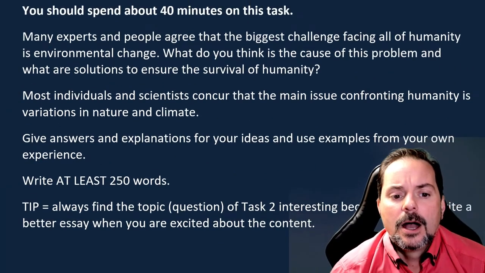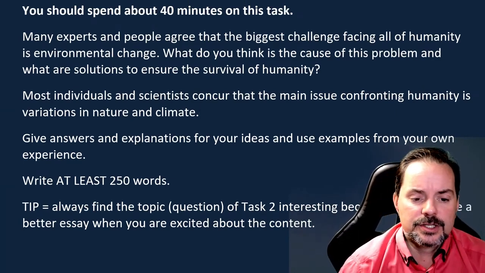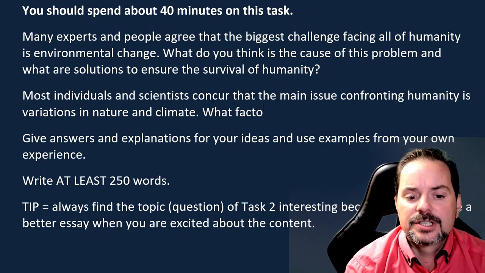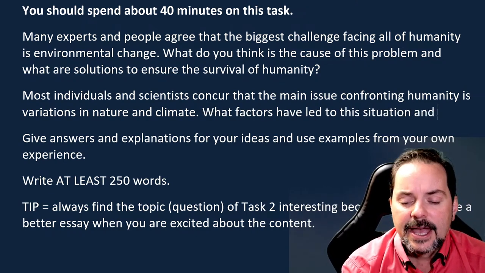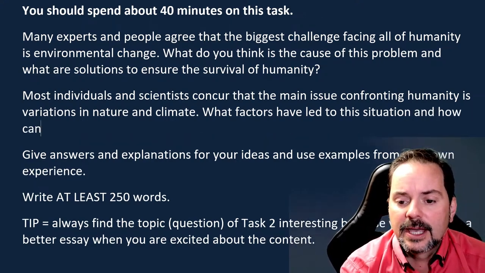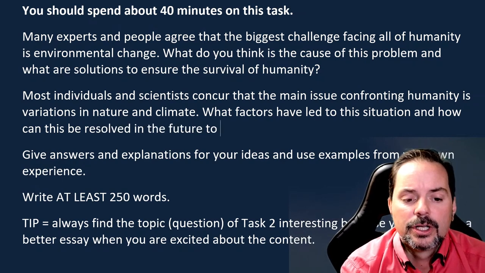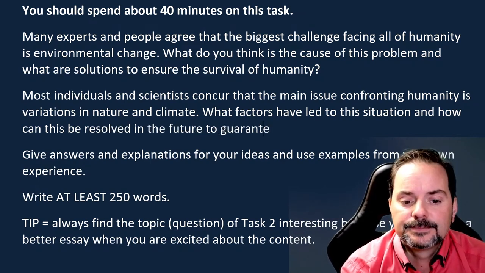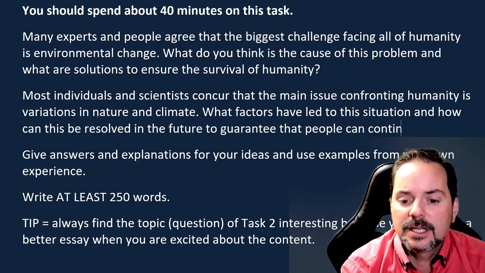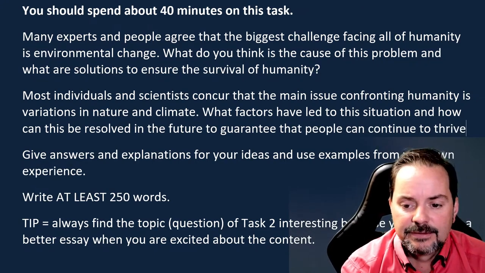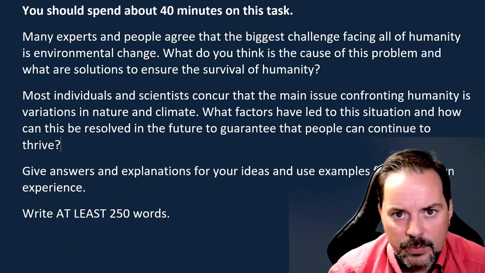Okay. What do you think is the cause of this problem and what are the solutions? So what factors have led to this situation and how can this be resolved in the future to guarantee that people can continue to thrive? Okay, so that would be my paraphrase of the rest of the question.